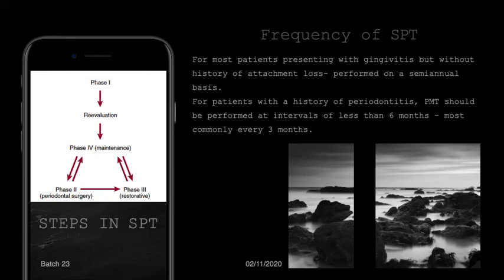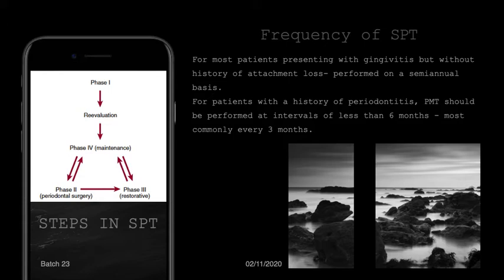Based on the type of patient, the frequency of supportive periodontal therapy will vary. For example, if a patient presents with gingivitis, the normal frequency of supportive periodontal therapy should be once in 6 months, biannual. If the patient has periodontal disease, then you have to reduce the interval to less than 6 months, most probably a 3 month interval. That will be the frequency of supportive therapy for patients with gingivitis and patients with periodontitis.